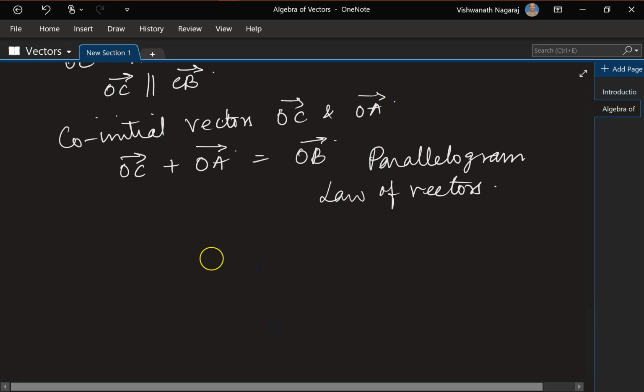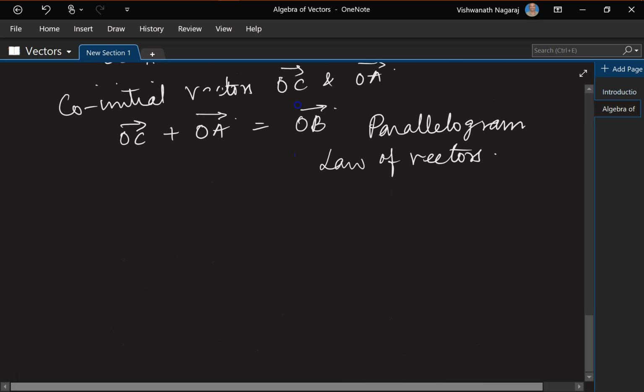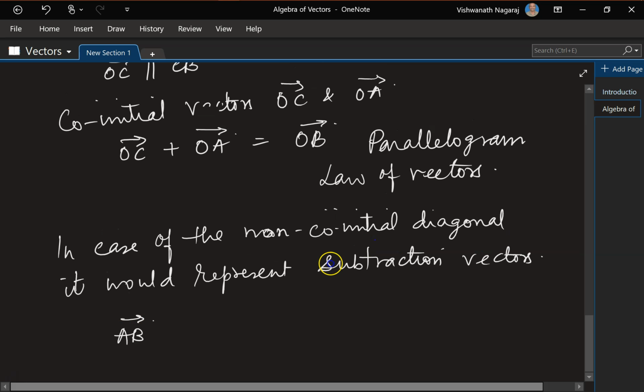So, you might wonder, what does CA represent, right? So you have a parallelogram, you have one of the diagonals which is co-initial with these two vectors, representing addition of vectors. So what would CA represent? So CA would represent, in case of the non-co-initial diagonal, subtraction of vectors. Just look at the previous diagram.